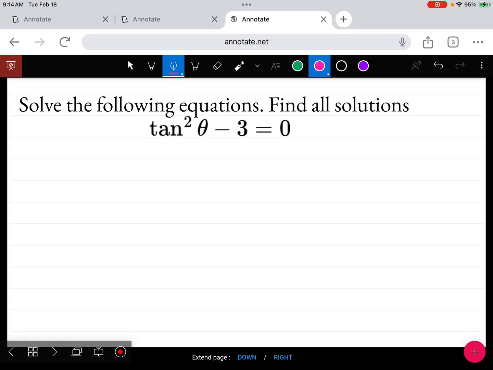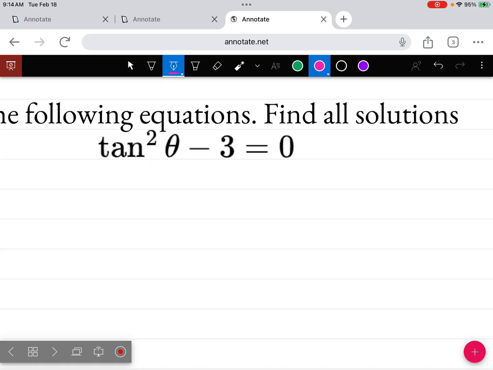Okay. Now we're going to do a tangent one, and it's got a squared. Oh no. We can do this. So we've got tangent squared of theta minus 3 equals 0. Add 3 to both sides. Absolutely valid. Add 3. That's going to give us tangent squared of theta is 3.